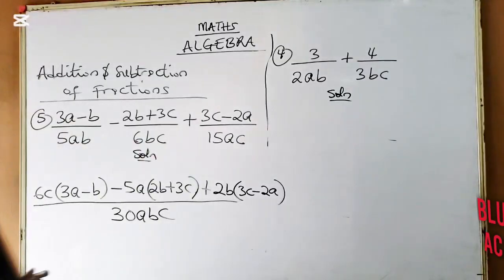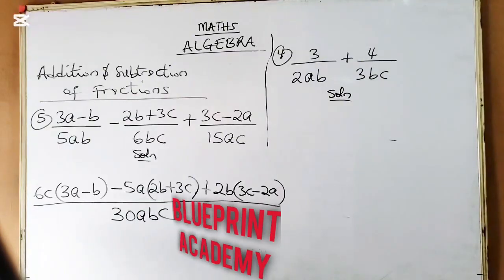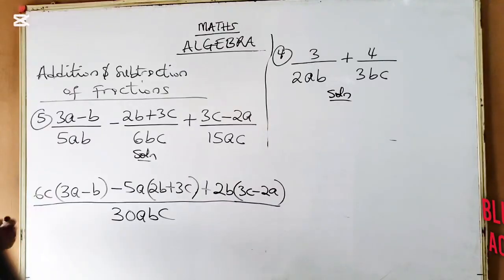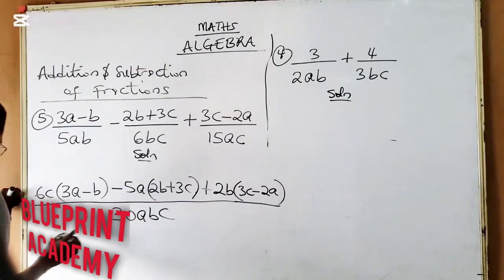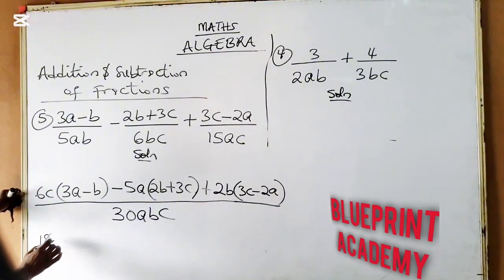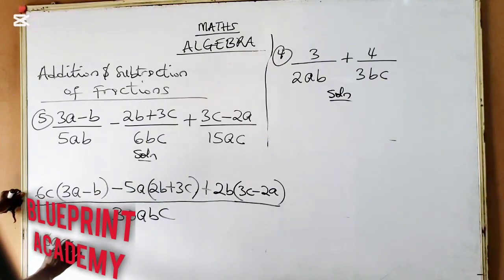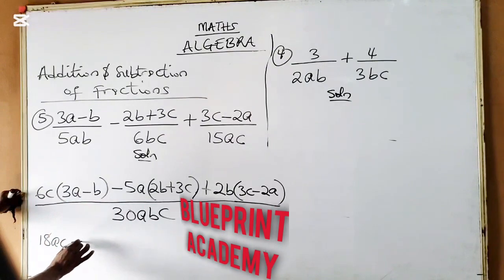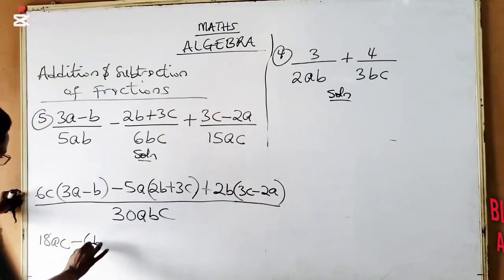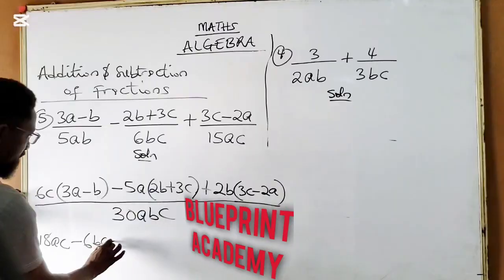So now we can open up the brackets. We have 6 times 3, so I'll get 18AC. Then there's a minus sign there. Then 6 times B, that's 6BC. Then here, there's a minus sign outside.